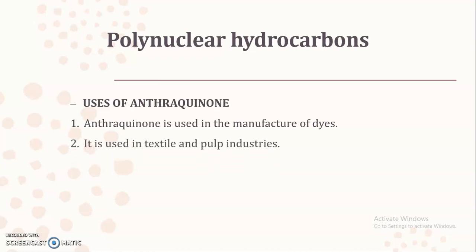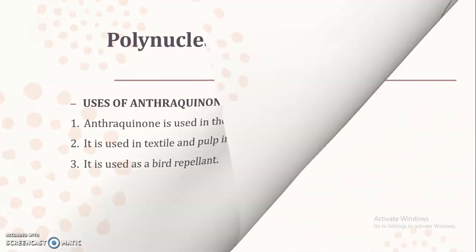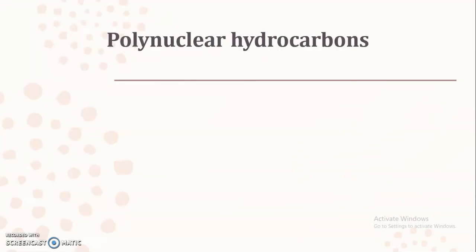Also it is used in the textile and pulp industries, as it is used in manufacturing of dyes. Dyes are mainly applied to the fabric, so they are used in the textile as well as the pulp industries. Also anthraquinone is used as a bird repellent. So these are the various uses of anthracene as well as the anthraquinone derivatives. As I said, the uses of anthracene and anthraquinone derivatives are very limited. They are not that much used for different purposes.